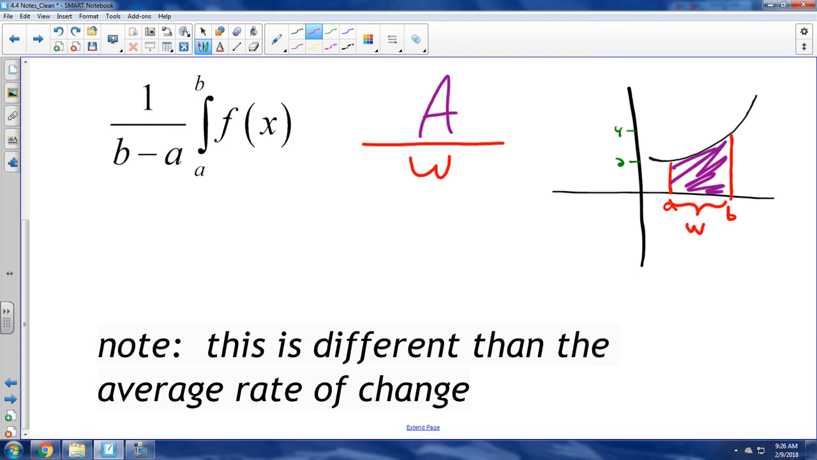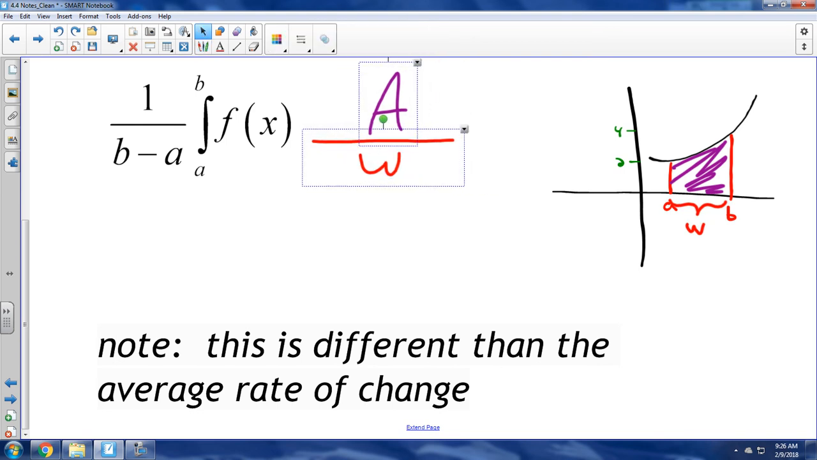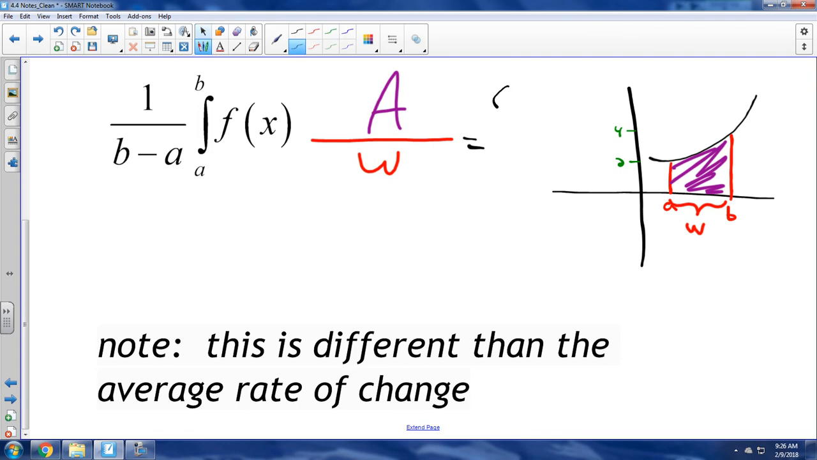So let's build that for a second. What is the area under the curve from A to B? The area under the curve from A to B is the integral of the function from A to B.